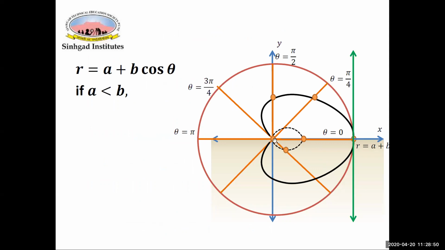See here again, along this line, the value of radius vector is a plus b. Then at pi by 4 it is a plus b by root 2. At pi by 2 it is a. At 3 pi by 4, the value is a minus b by root 2, which comes out to be negative. And then at pi, it is a minus b, which is again negative. So it enters the negative region.